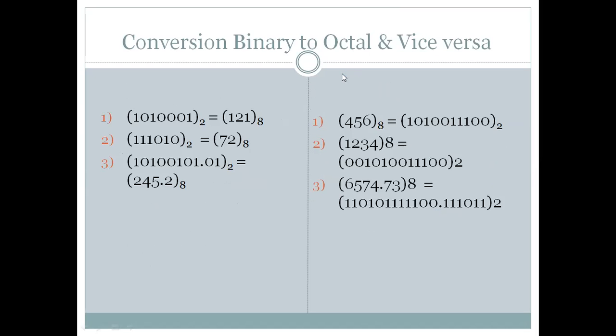Now conversion of binary to octal. We have to take pairs of 3 digits: 0, 0, 1, 0, 0, 1. So we can see that this is a 1, and this is a 0, 1, 0, which is a 2. If there is no digit, we consider 0, 0. So 0, 0, 1 is a 1. So we can calculate directly from binary to octal.